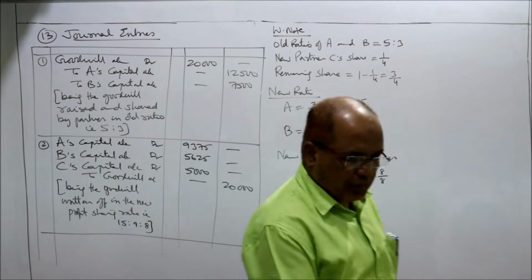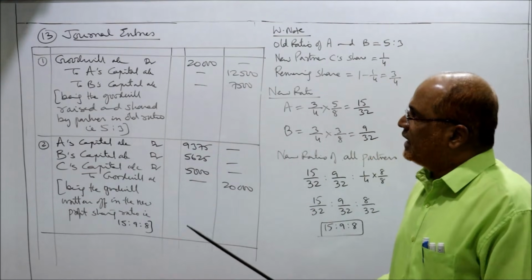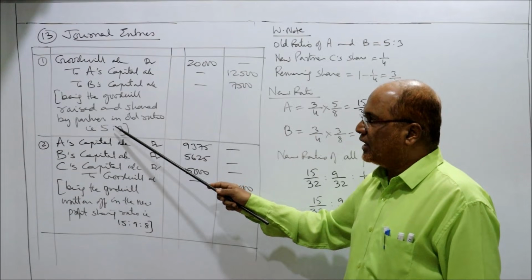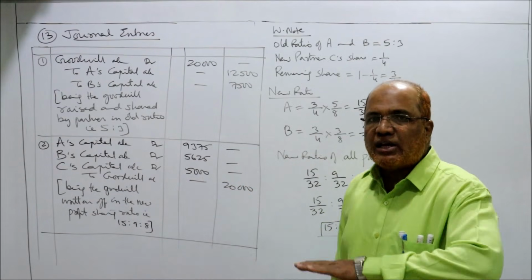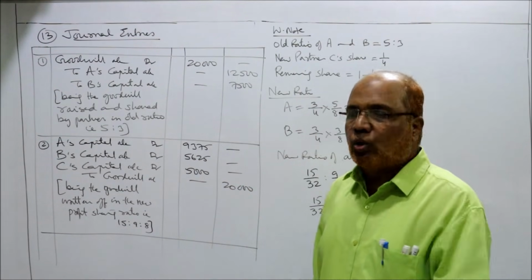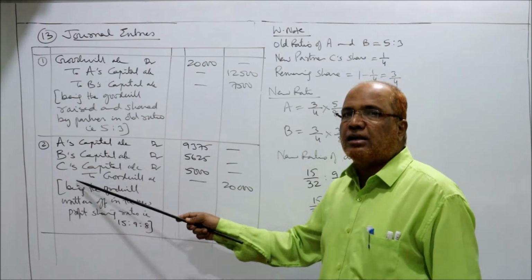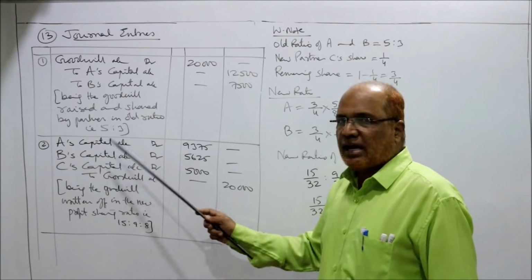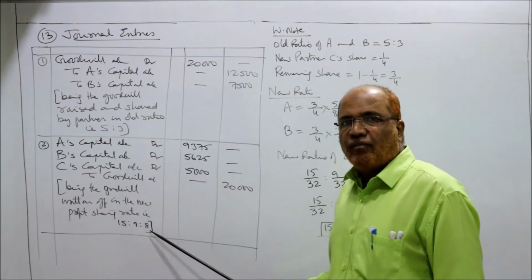So this 13th problem, first of all, goodwill has to be raised. Goodwill is credited to A's capital and B's capital in the old profit sharing ratio 5:3. Now goodwill has to be written off completely. The goodwill account is created and all the partners including the new partner, A's capital, B's capital, C's capital. In which ratio? New profit sharing ratio.